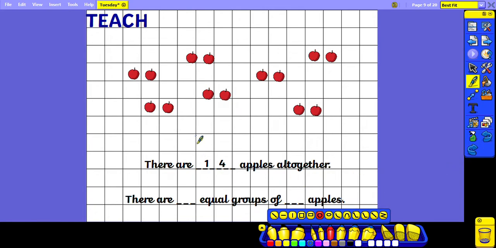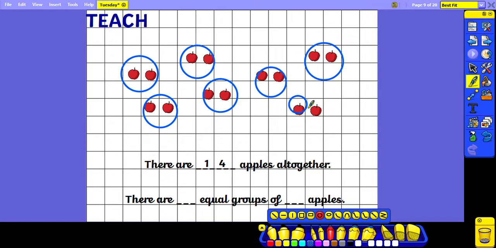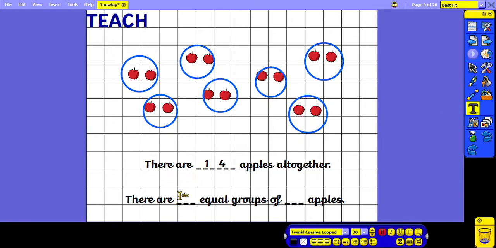And now I'm going to work out how many groups of apples I've got. So I've got 1, 2, 3, 4, 5, 6, 7. I've got 7 equal groups of 2 apples because there are 2 in each group.